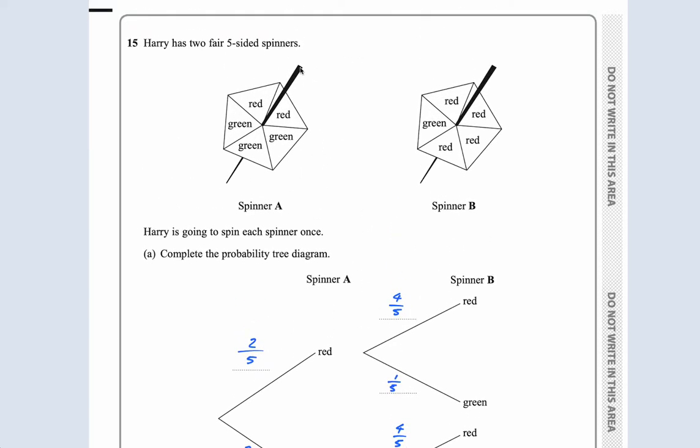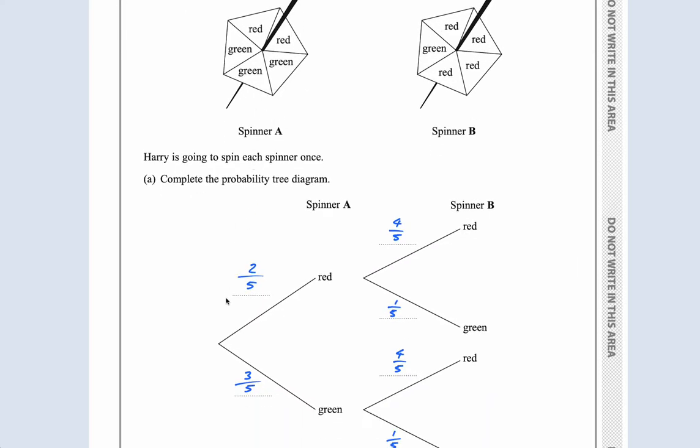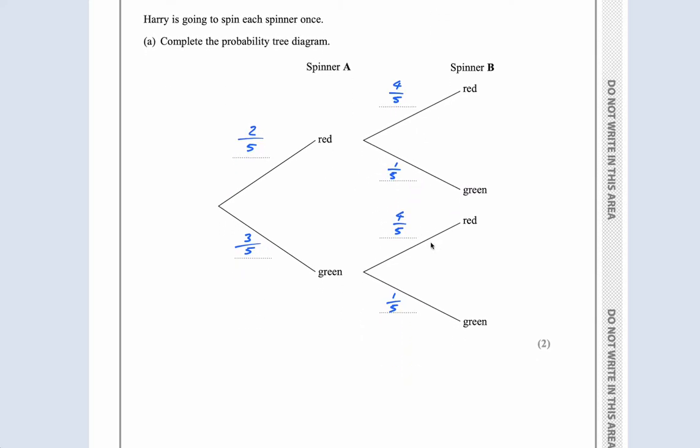The spinners are independent, so if this one lands on red, it doesn't change the probability for this one. Okay. Now, what I like to do, guys, at this point is multiply out the probabilities. This times this is 8 over 25, because 2 times 4 is 8, 5 times 5 is 25. This times this is 2 over 25. This times this is 12 over 25. And this times this is 3 over 25. Now you don't have to do that, but I find they're useful because in question B, I'm guessing we're gonna use them.